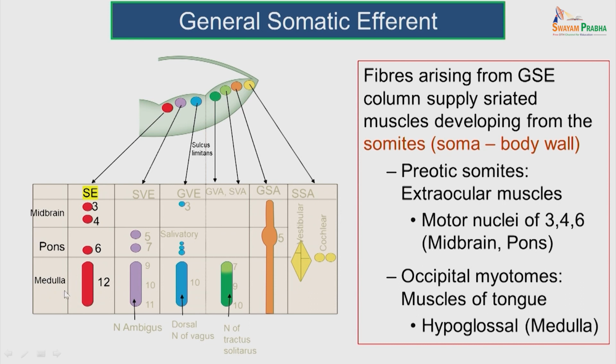So, this general somatic efferent supplies the striated muscle developing from the body wall, that is why it is called somatic. That is the preotic somites, that is the extraocular muscles, the 3rd, 4th and 6th nerve, and occipital myotomes, that is the 12th cranial nerve, in the medulla.